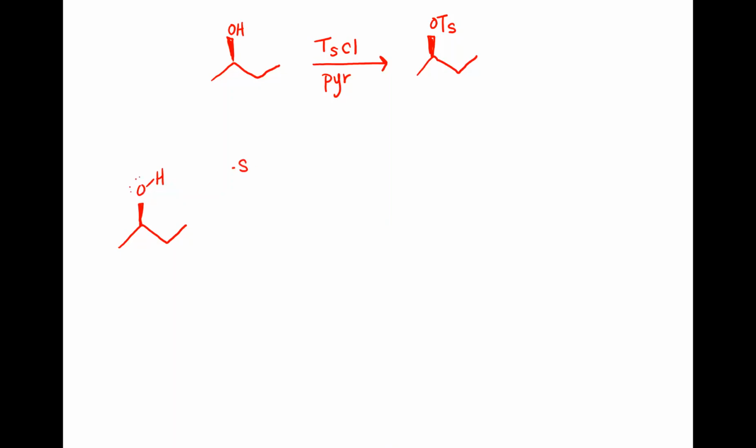So the first step, we have the conversion of the alcohol to the tosylate, and that uses tosyl chloride or TsCl and pyridine, and that's commonly abbreviated OTs. So let's look at the mechanism of how that is transpiring. So we have the alcohol and then tosyl chloride, which is actually a very large group, also known as para-toluenesulfonyl chloride.